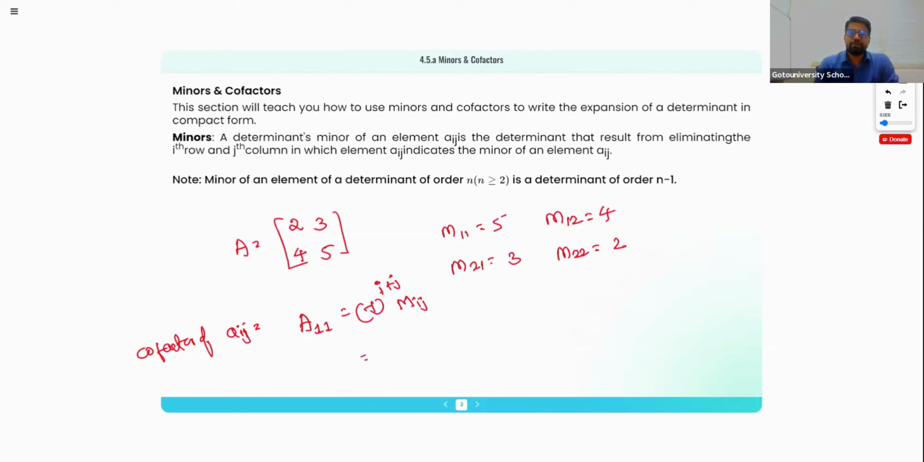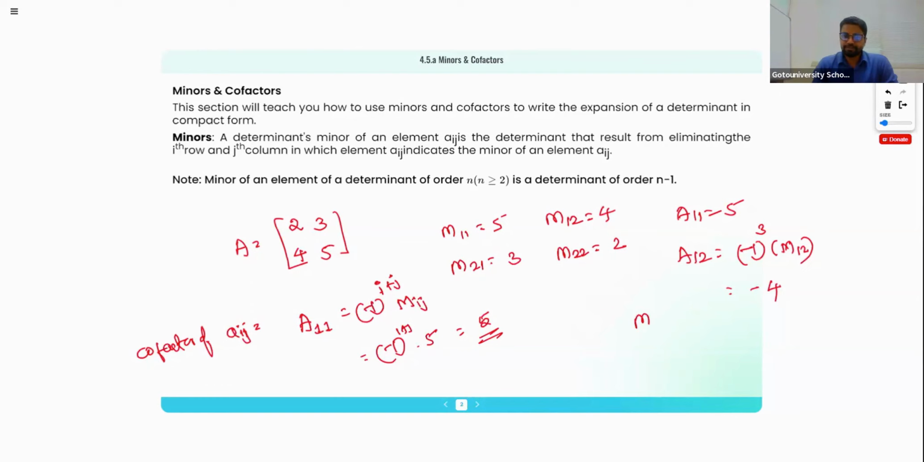Okay. So minor, you know already, 5, right? Now I'm talking about 1 plus 1. So minus 1 power 1 plus 1 into 5. As 1 plus 1 is 2, it is an even number, minus 1 to the power of an even number is plus. So that's going to be 5 itself. So A11 is 5. A12 will have minus 1 power 3, which is an odd number. So it ends up with a minus sign. And the minor is already there, that is M12. So it's going to be minus 4.